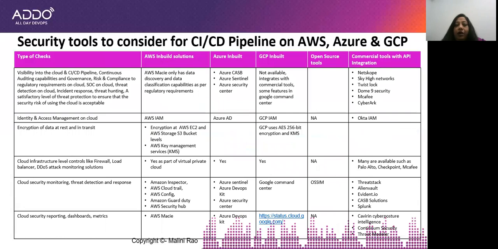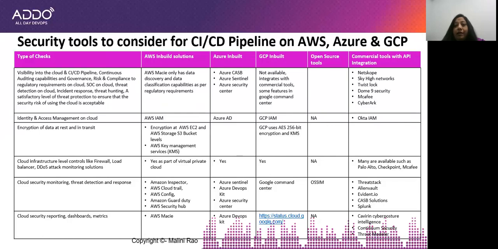Now, visibility into cloud is very critical, including your CI/CD pipeline. So AWS Macie has some capabilities of data discovery and data classification, but it's not all the capabilities that we are looking for here. So what I'm saying is mainly the CASB kind of solution is not available out of the box in AWS Cloud.